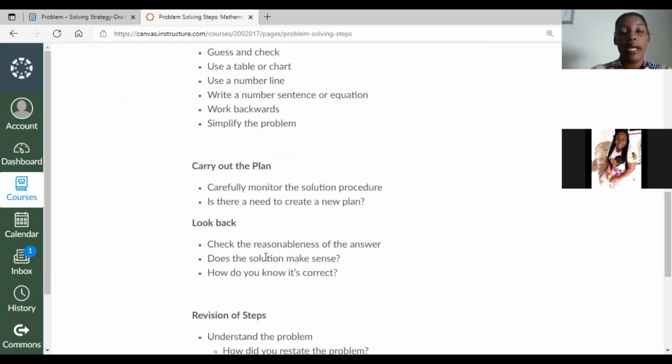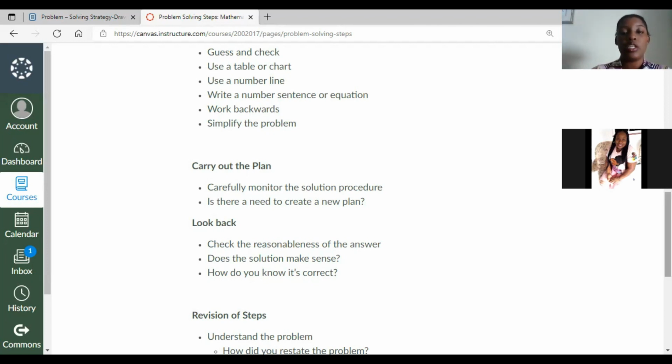When you carry out the plan, you're carefully monitoring your solution procedure. When we looked at how, if you made a plan while you're on a football team to do a certain activity on the team, and the time comes that you're supposed to be carrying out that plan, you don't do what was planned, you don't get the same results. So it's important for you to carry out what you set out to do.